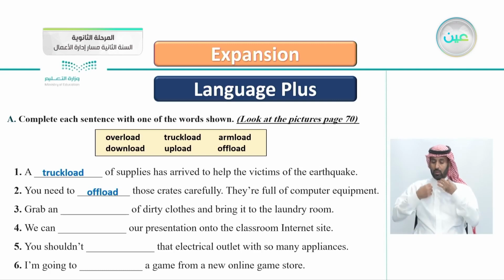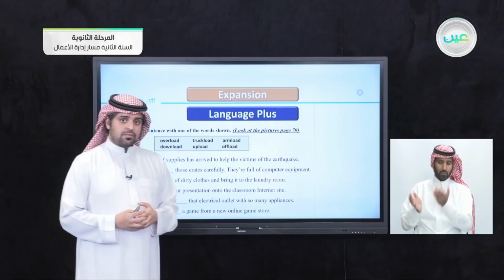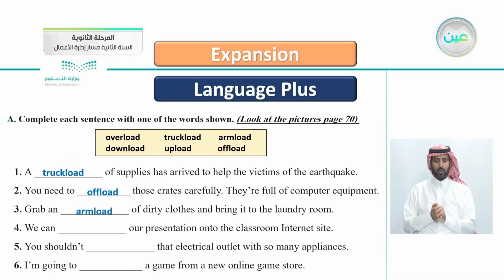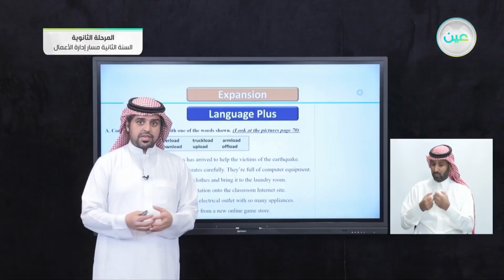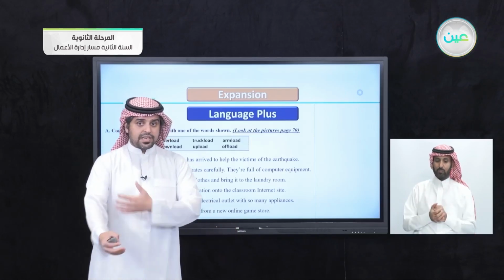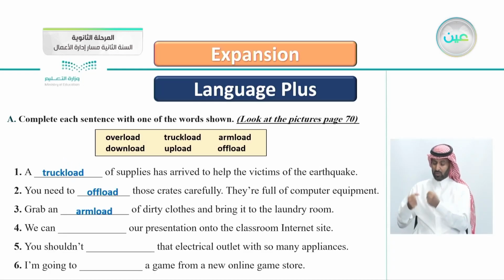Number 3, grab an armload of dirty clothes and bring it to the laundry room. So, okay, let's check the answer together here. Grab an armload of dirty clothes and bring it to the laundry room. Try to pick up your dirty clothes until it reaches the highest point of your arm. This is an armload, and bring it to the laundry room.